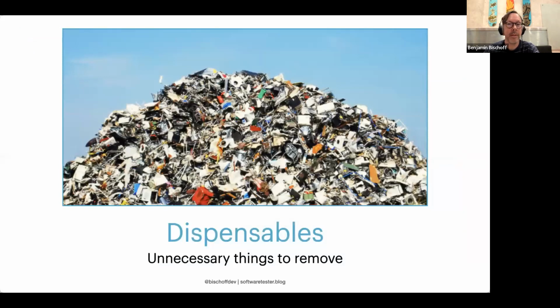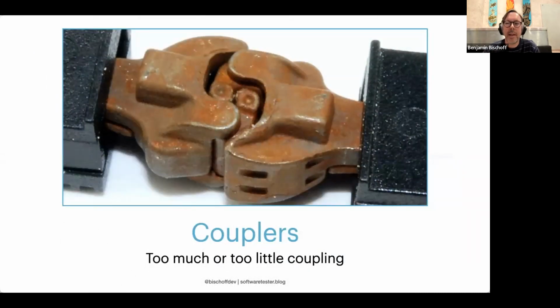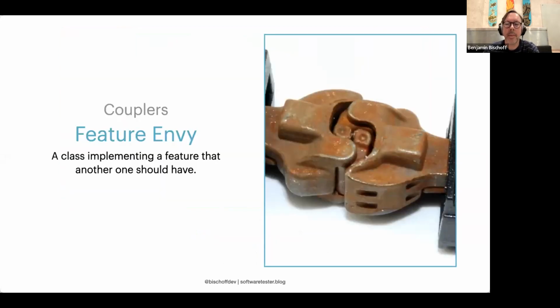That was the dispensables. So unnecessary things to remove from your code. And that is probably the easiest code smell to fix. And then we have the couplers. And the couplers, that means that you have too much or too little coupling between classes. And a true classic of this is feature envy, a class implementing a feature that another class should have.